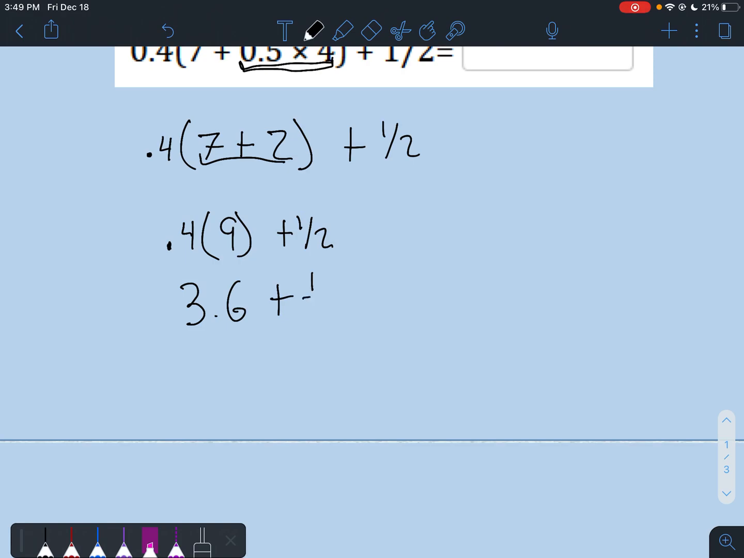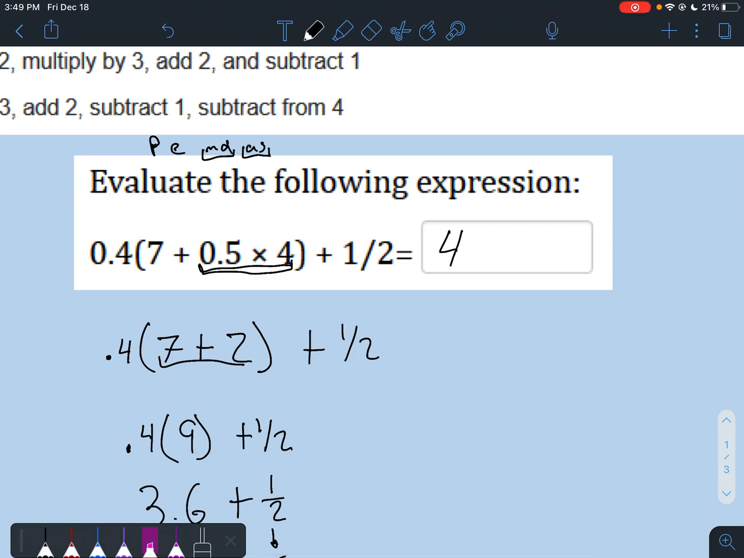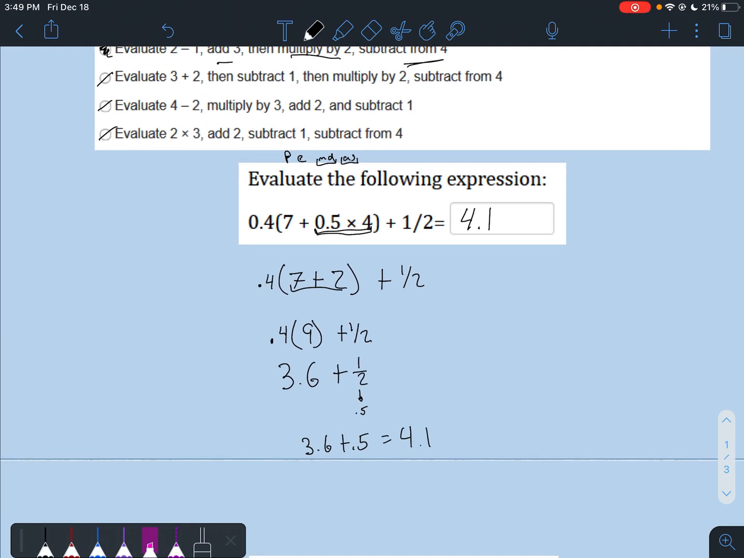Now, if you look at this, you'll see that we've got one fraction and one decimal. You can just turn this into a 0.5. So 3.6 plus 0.5 is going to land you at 4.1. 4.1.